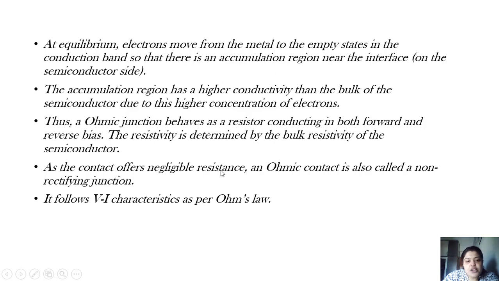As the contact offers negligible resistance, an ohmic contact is also known as a non-rectifying junction. It is known as a non-rectifying junction because it will always allow electron flow from metal to semiconductor. There is no such condition like forward bias required. So that is the reason it does not rectify. It is a non-rectifying junction, and that is the reason it follows the VI characteristics as per Ohm's law.